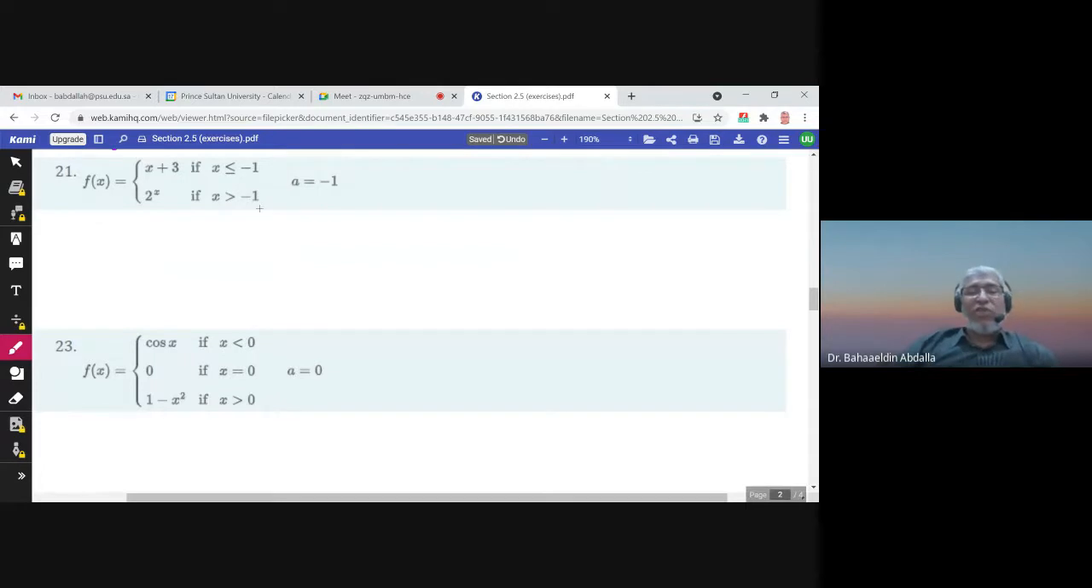Why is this function not continuous at -1? Well, it is defined at -1. F of -1, I replace x here: -1 plus 3, that's 2. But does the limit exist?